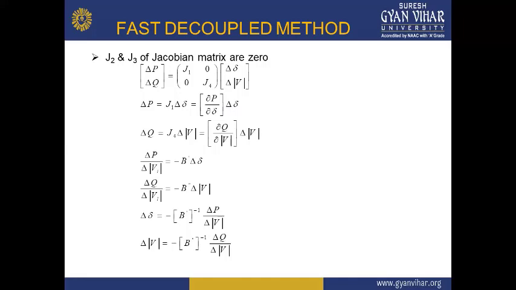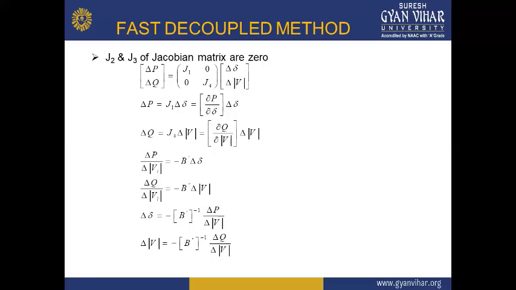Then we have done the partial differentiation for this case, and calculated this value. Similarly, we calculate delta Q is equal to J4 delta V, which is equal to del Q upon del V into delta V. Again, we have done the partial differentiation for this. Now, let's take the ratio of these voltages and the real power. We can write delta P upon V i is equal to minus B dash delta delta, and delta Q upon V i is equal to minus B double dash into delta V.